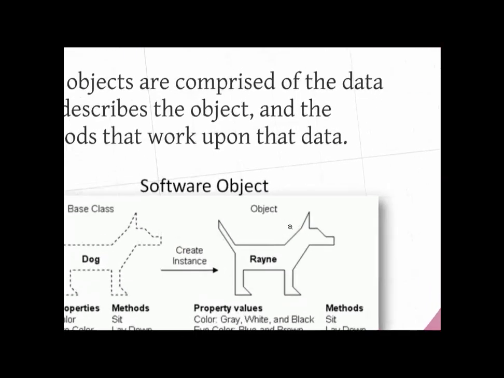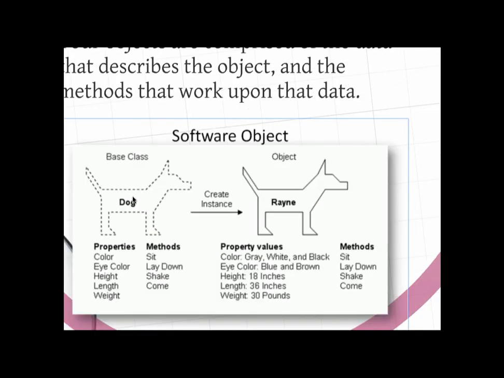So here's another example. Such as if we were making a dog object inside of a game, we want different types of dogs in our game. We don't want them all to look the same. So we would make an object of type dog. And for that dog, we describe what that dog is going to look like inside of our computer: what color the dog would be, its eye color, its height, its length, its width, or weight. And some things we'd like the dog to do, maybe sit or lay down or shake or come.